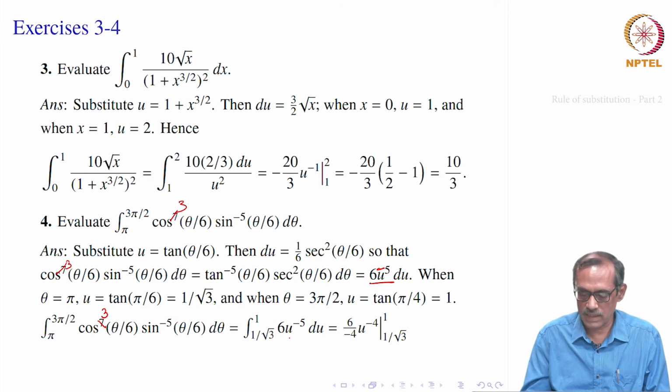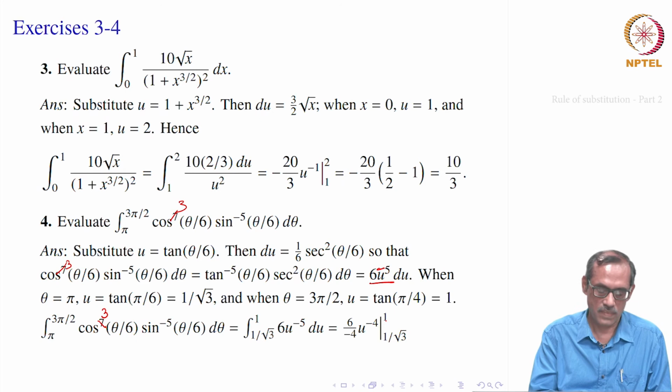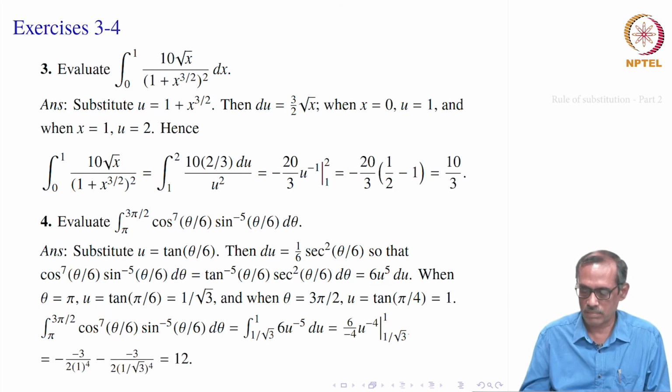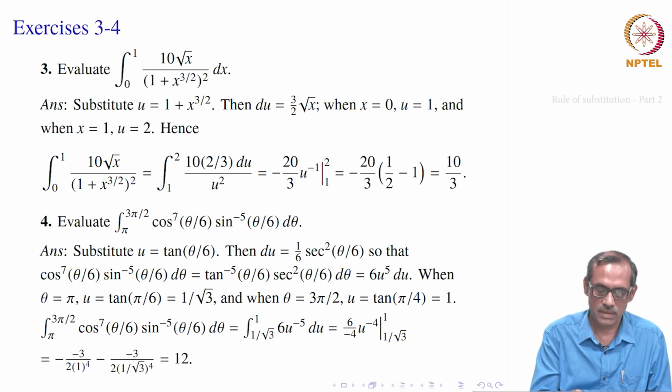So when you integrate, u to the power minus 5 gives u to the power minus 4 divided by minus 4, evaluated from 1 by root 3 to 1. After evaluation that gives 12. So there is a change, you take care of that.